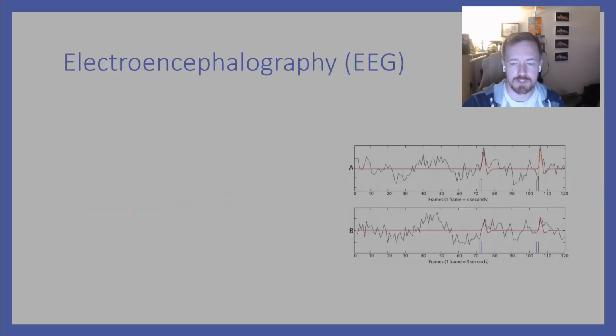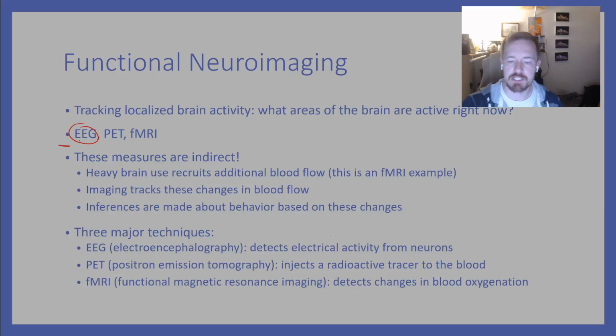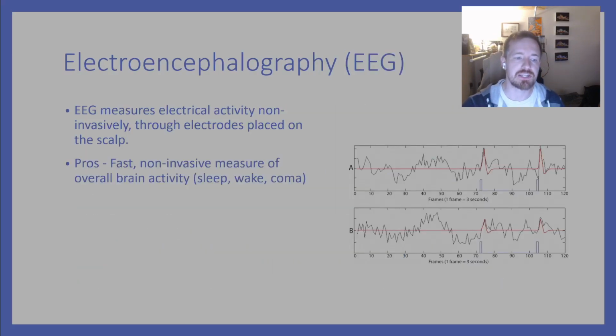All right, the three major techniques: we've got EEG, PET, and fMRI. We're going to go in this order too. EEG is going to detect electrical activity from neurons. PET is going to track a radioactive tracer that's injected into the blood, and fMRI is going to be checking oxygen levels in blood. So let's look at EEG first.